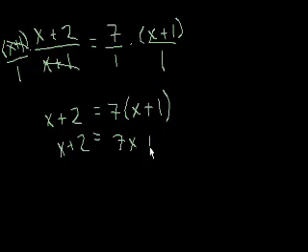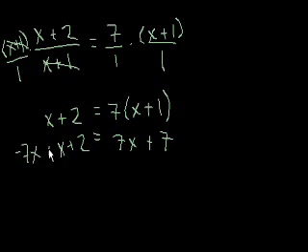7x plus 7. So now it's turned into, I think, a level 3 linear equation, and now all we do is we say, well, let's get all the x's on one side of the equation, and let's get all the constant terms, like the 2 and the 7, on the other side of the equation. So I'm going to choose to get the x's on the left. So let's bring that 7x onto the left, and we can do that by subtracting 7x from both sides.